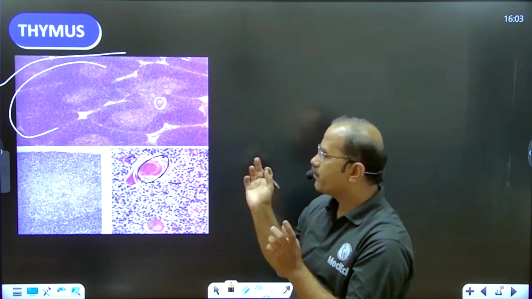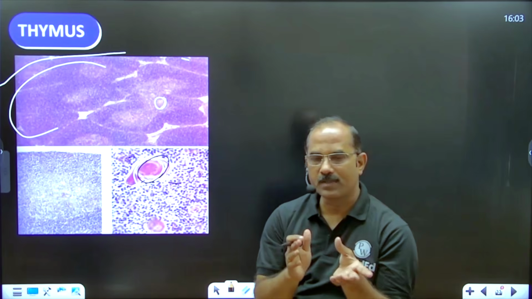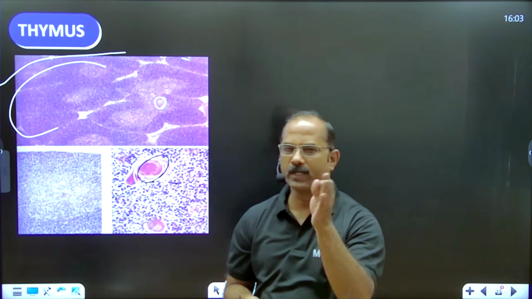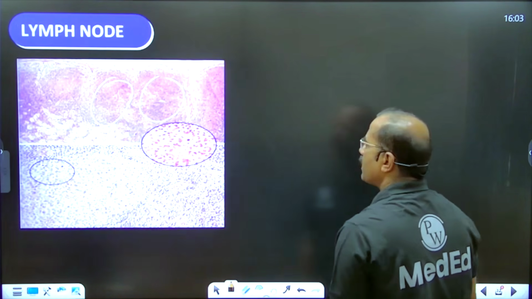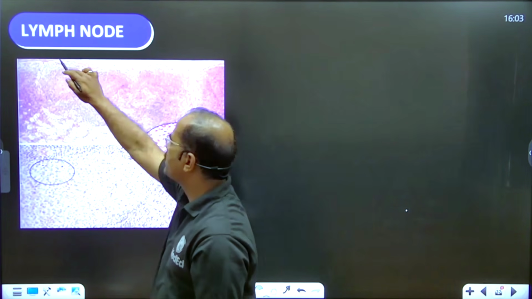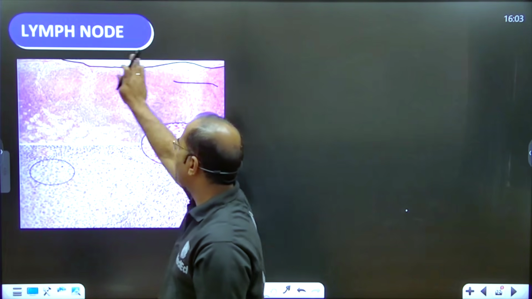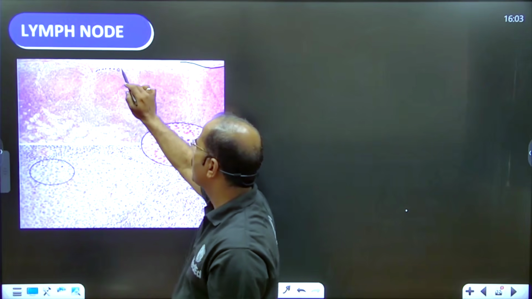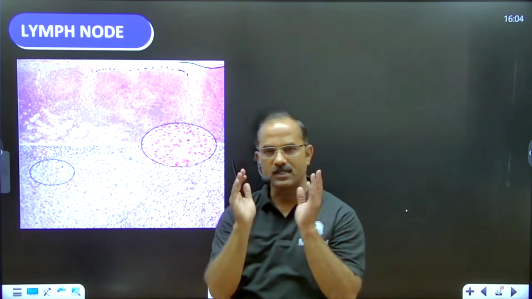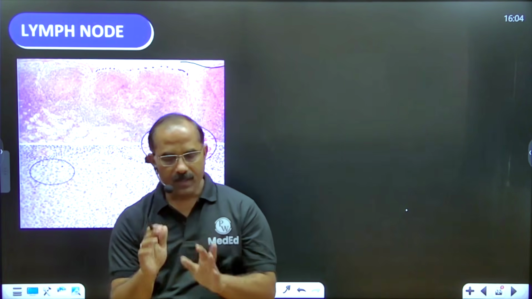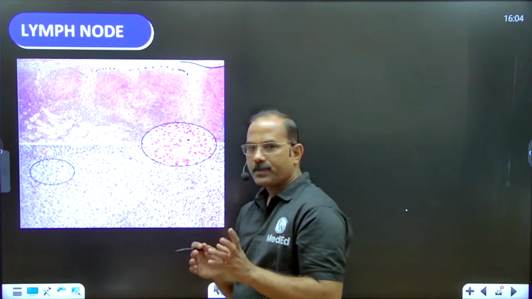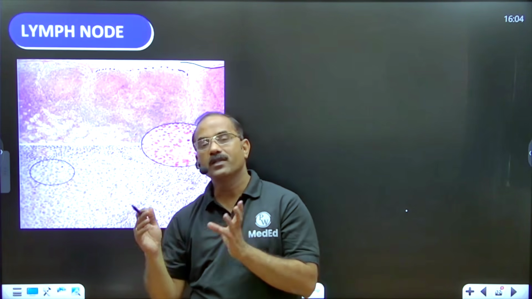Now, if lymphoid follicles are present, that means it is either lymph node, spleen, or tonsil. So now you tell me, what is this slide? We get a capsule here. You can see this capsule, and just below the capsule, there's a space. This space is what we call the subcapsular sinus. So subcapsular sinus is a characteristic of what? Lymph node. Subcapsular sinus is a characteristic of lymph node.